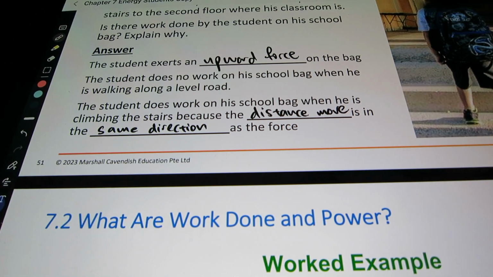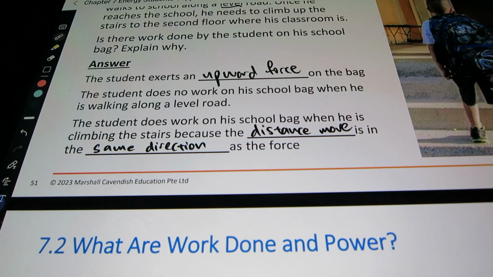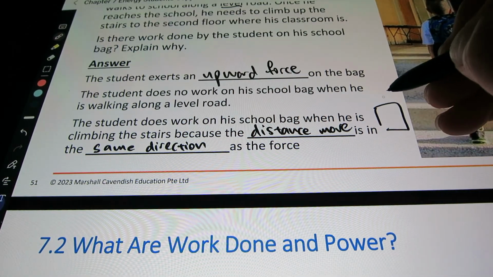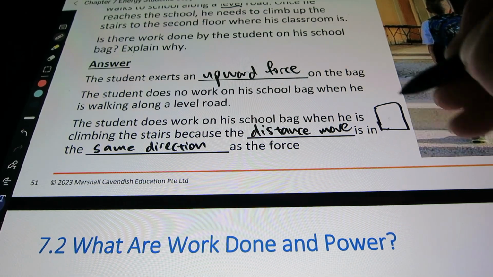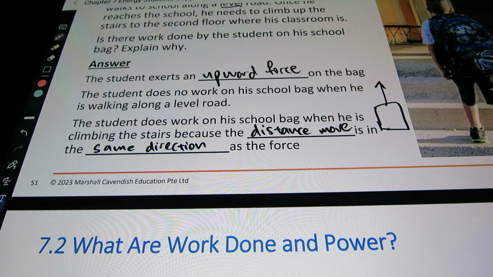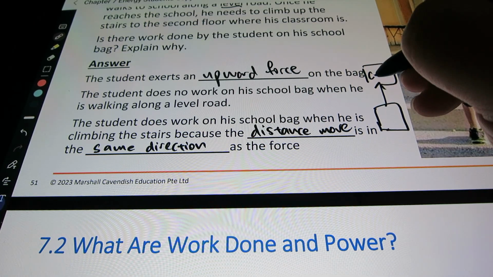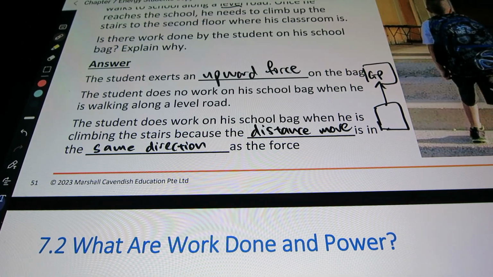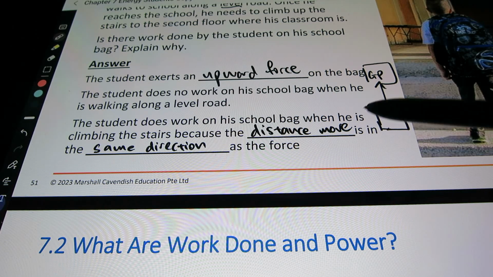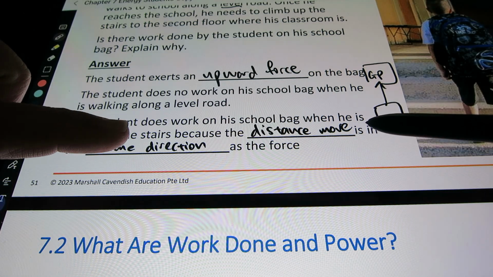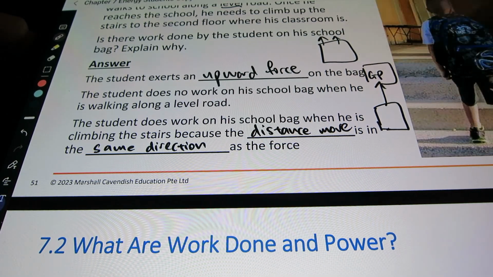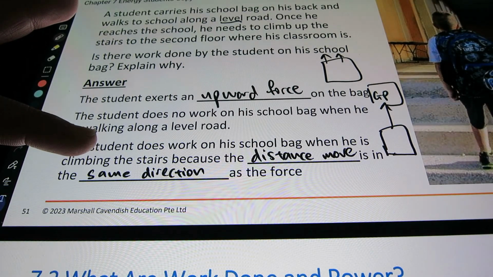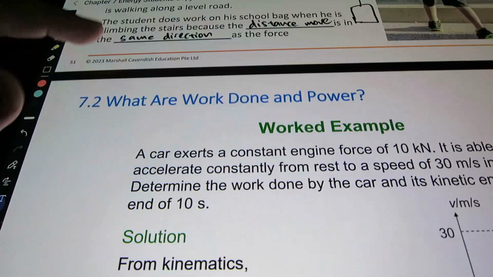Only when he's climbing up the staircase is there work done. Why so? Remember, work is energy transfer. That means the bag in essence has gained a form of energy. Because the bag has now moved higher, the bag has gained energy in the gravitational potential store. So only when the distance moved is in the same direction as the force, because the bag is feeling a force upwards due to the shoulder straps, then we say there is work done.